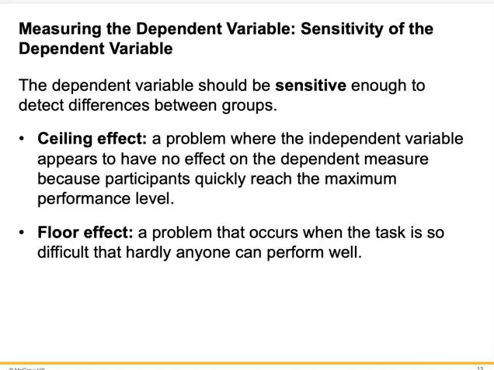Sometimes a task is so easy that everyone does well, regardless of the condition that is manipulated by the independent variable. That result is called the ceiling effect. The independent variable appears to have no effect on the dependent measure only because participants quickly reach the maximum performance level. They just do very, very well. The opposite problem occurs when a task is so difficult that nobody gets the answer right. And so we might think, oh, this experiment didn't work, when really the task was just way too difficult for the participants.